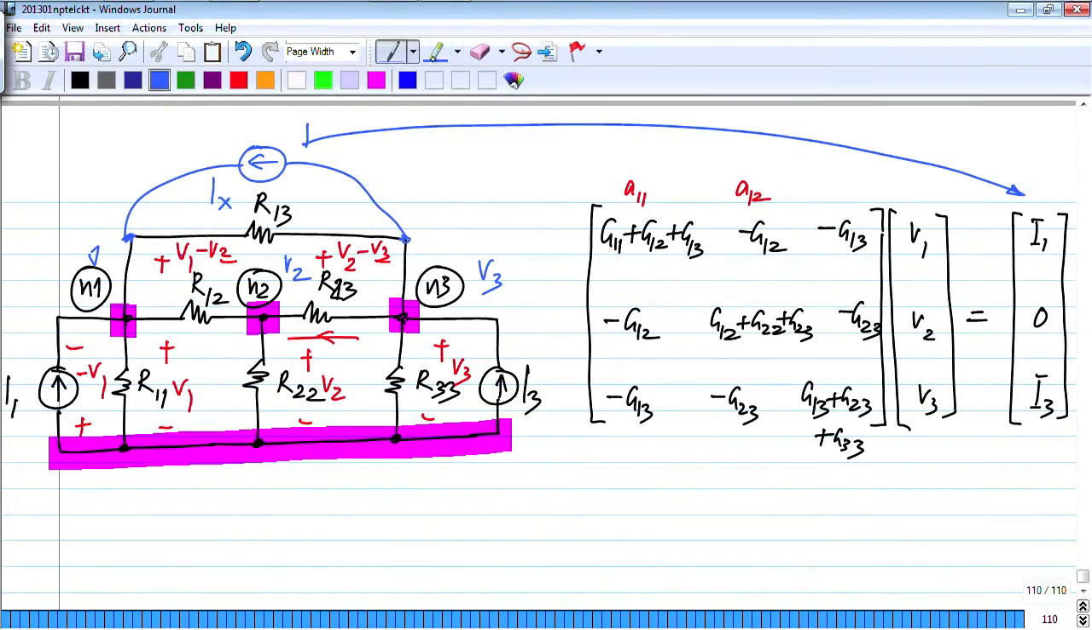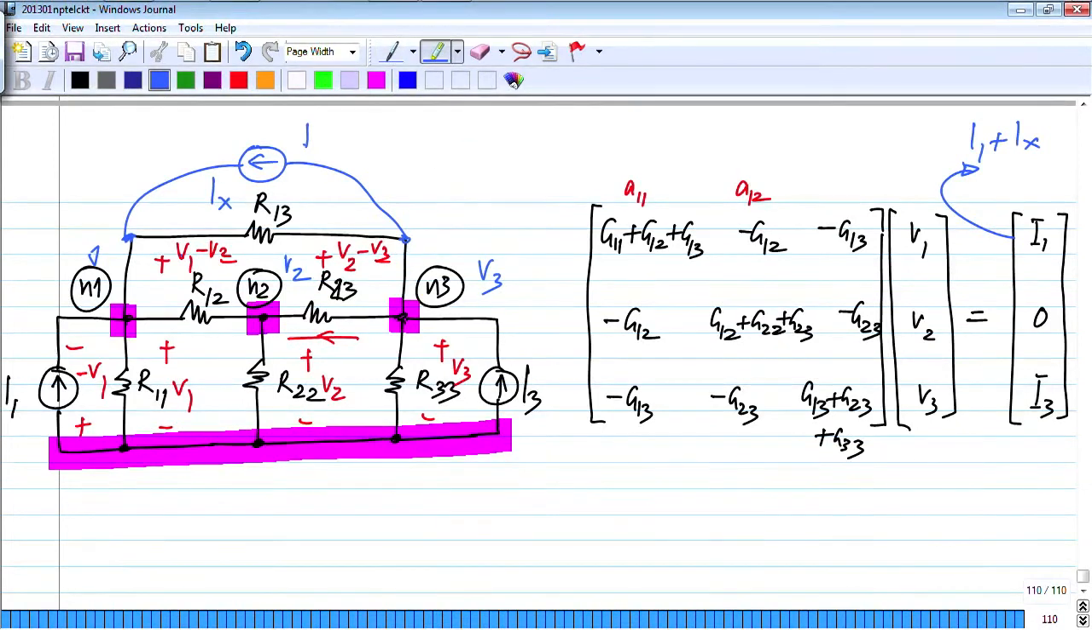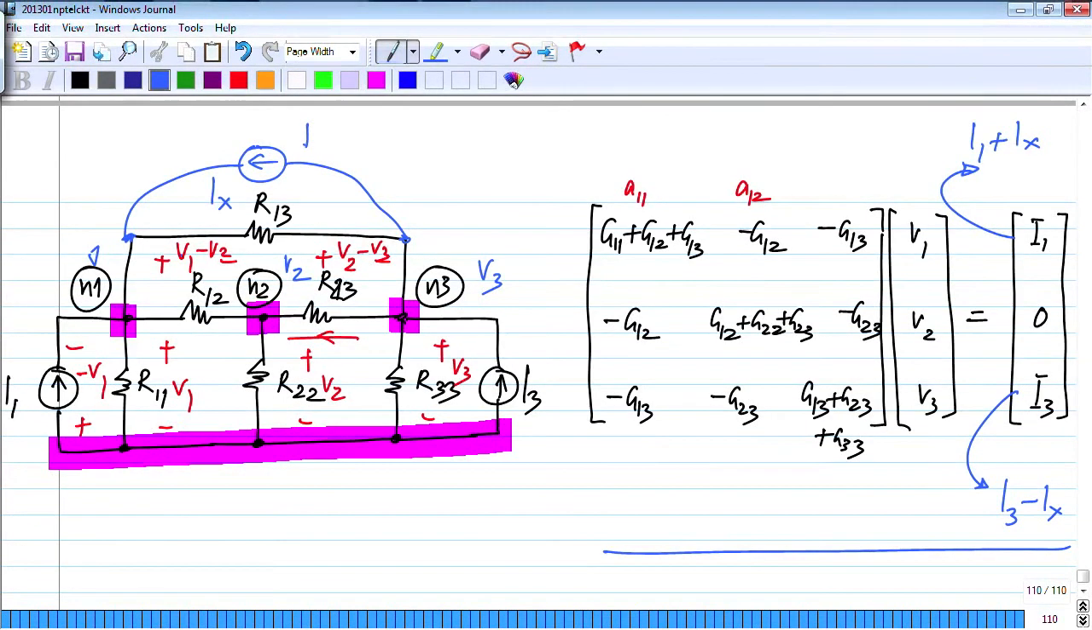Okay. Now, what has happened is that node 2, we have not changed it at all. So, the middle row remains exactly as it is. If you look at node 1, this current source Ix is pointing towards node 1. So, it adds to the current flowing into node 1. So, this I1 will become I1 plus Ix. And if you look at this node 3, I3 is flowing in and this Ix is flowing out. So this part will become I3 minus Ix. Okay. And similarly, if I add I2 in this direction, this will be minus I2.